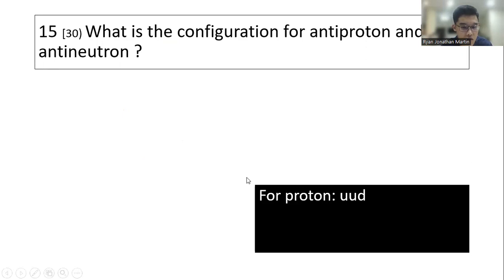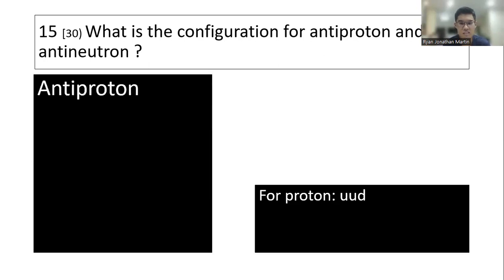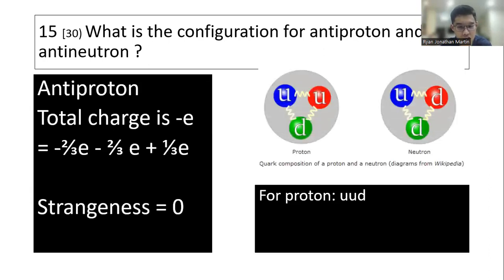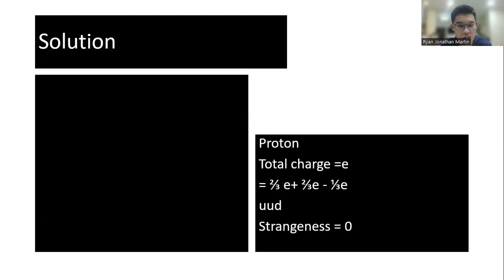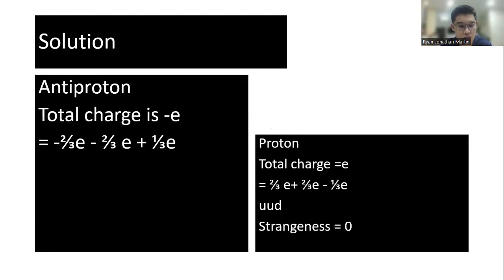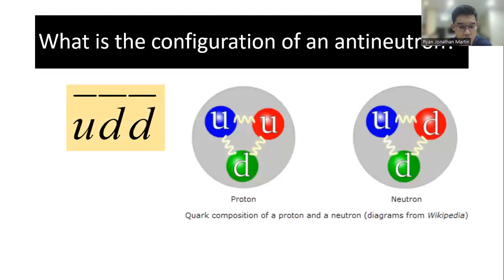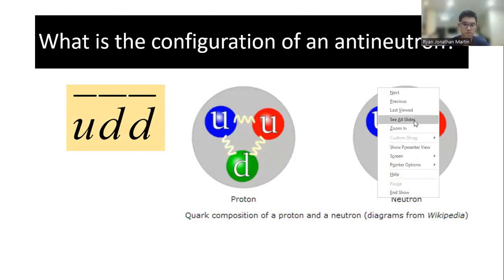How about anti-proton and anti-neutron as a quark composition? Antiproton is anti-up, anti-up, anti-down. Okay, good. You got it. And anti-neutron is anti-up, anti-down, anti-down. Okay, good. Let me see if there are any more questions to ask you. If not, we'll call it a day.